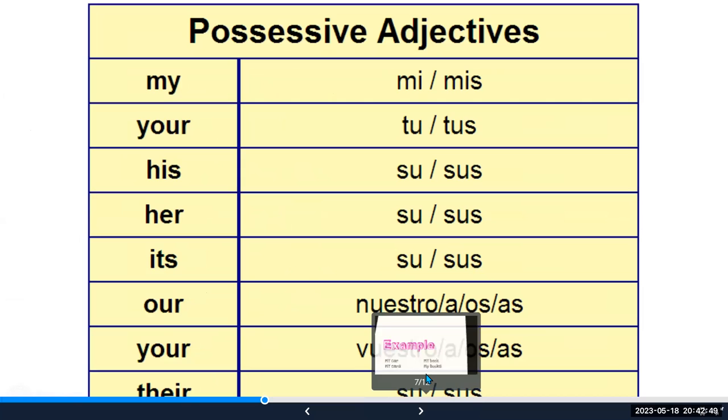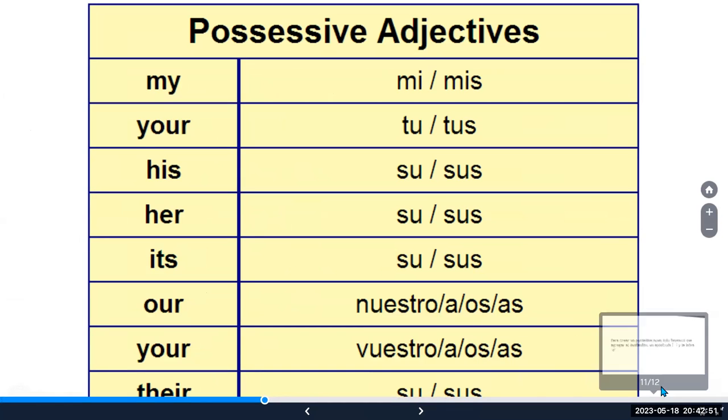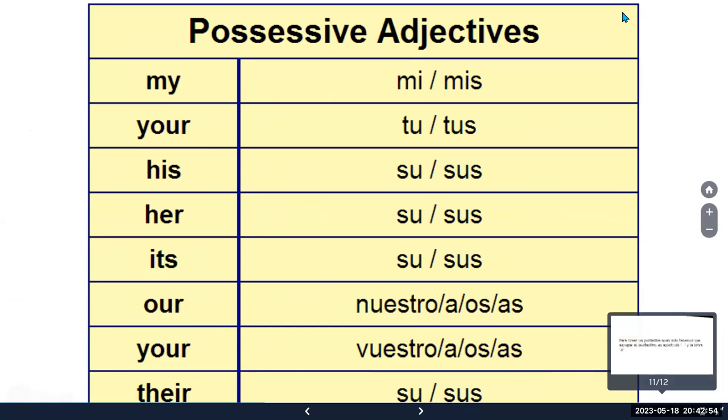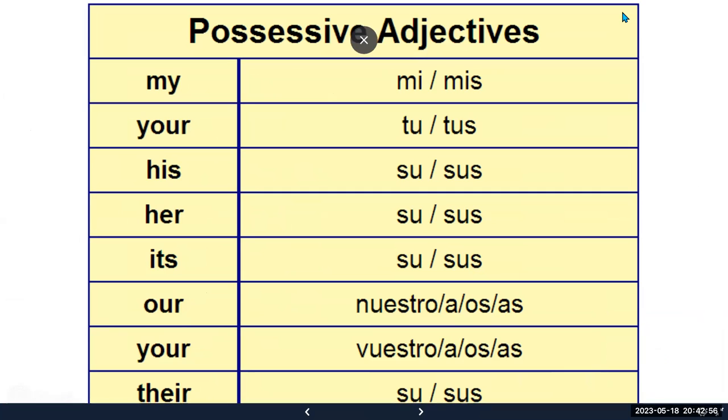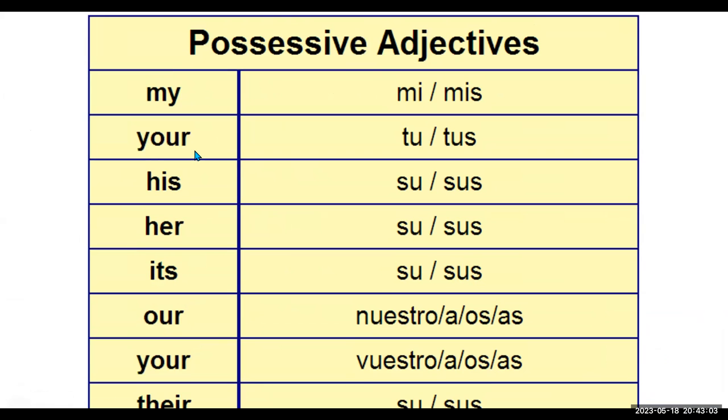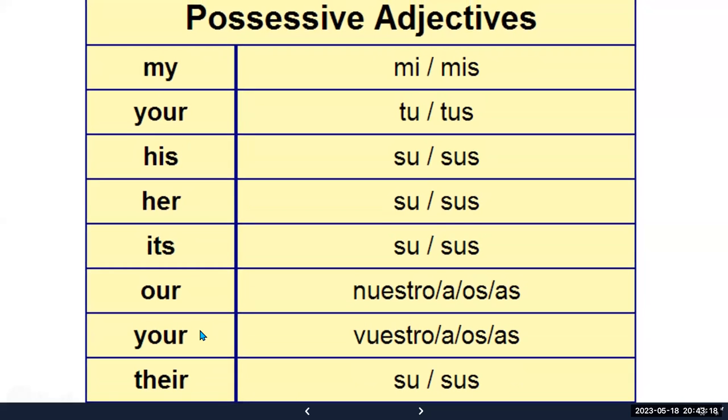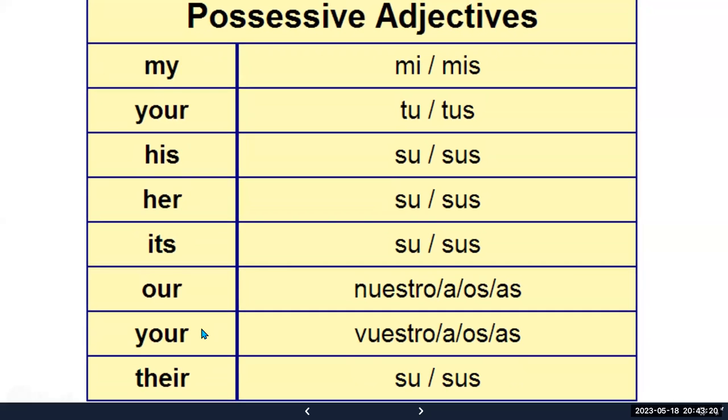Okay, I got it here. I got this table here. Aquí tengo una tabla. This is a chart where you can see it. Possessive adjectives: my, your, his, her, its, as I told you without the apostrophe, our, your, and their. I don't know if you can see it very well. This one, I'm going to move a little bit so that you can see it very well. Okay, ahí están.